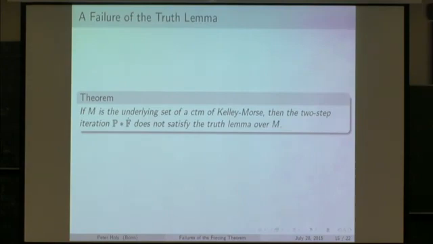If M is the underlying set of a countable transitive model of Kelley-Morse, where to be the underlying set just means to be the first-order part, then the two-step iteration of this forcing P, which potentially produces a generic extension in which every ordinal is light-face definable, together with Friedman's forcing that I introduced before, does not satisfy the truth lemma over the model M. So this means there is a first-order statement which holds in some generic extension, but there's no condition in this generic filter which forces this statement.